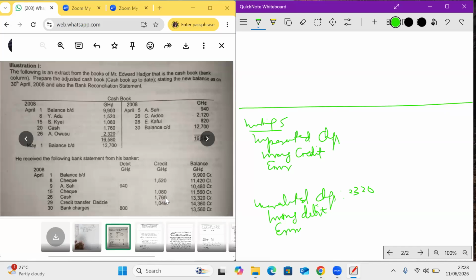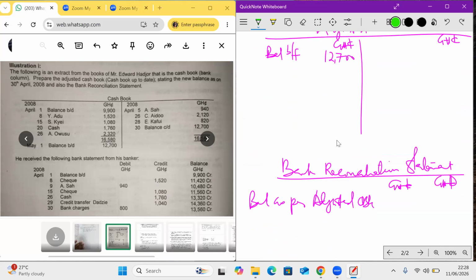Yeah. 1760, is it on the debit side? Yeah. 1040, is it on the debit side? No. So between the bank statement and the cash book, which one of them has the issue? The cash book. So if the cash book has an issue, what is used to correct the cash book? The adjusted cash book. So we use the adjusted cash book.